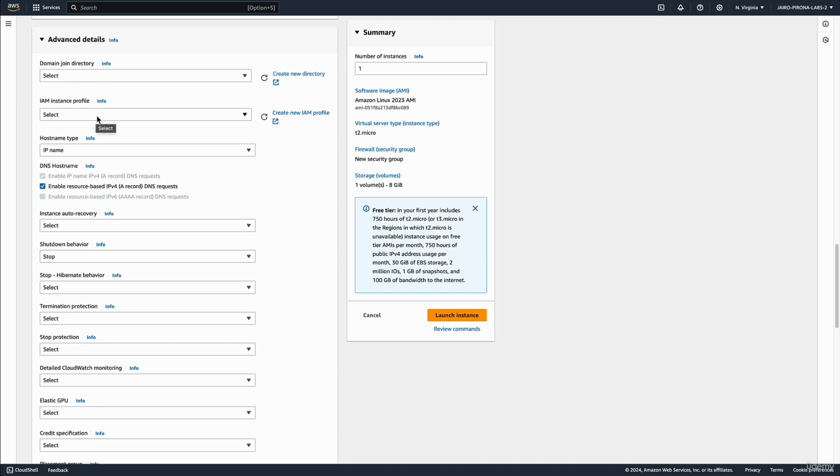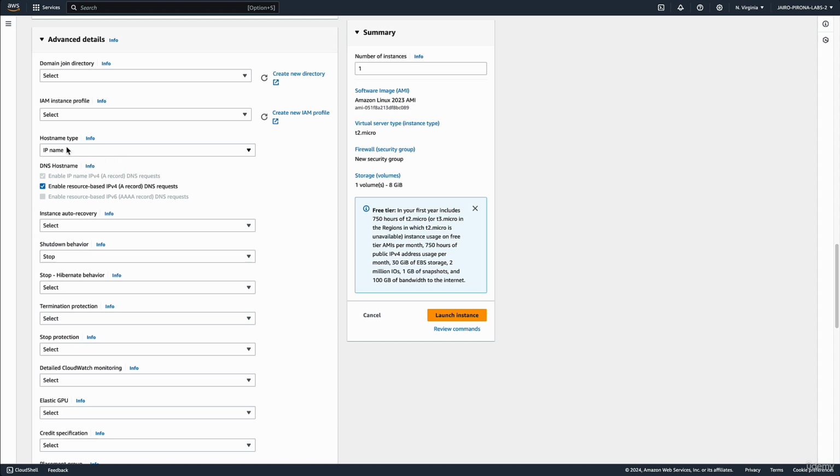The next option is IAM Instance Profile. This option allows you to attach an IAM instance profile, also known as an IAM role, to your EC2 instance. By default, the EC2 instance does not have permissions to access other AWS services. By attaching an instance profile or role, you can provide permissions to the instance to access other services. You can attach it at the time of launching an instance, and you can also attach it after the instance has been launched. We'll talk more about this later.